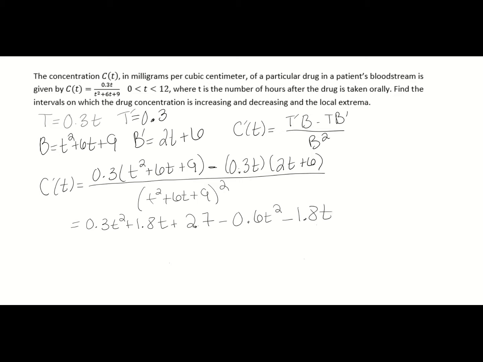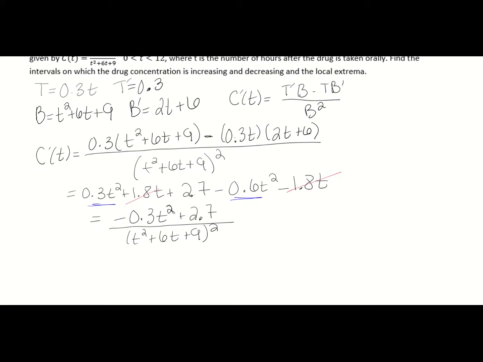And before I write the bottom, I'm just going to clean this up because I see some things cancel. I have a positive 1.8 and a negative 1.8. And I can combine this and this because they're like terms. So that's going to give me a negative 0.3t squared plus 2.7 all over t squared plus 6t plus 9 squared. Okay, so here's my derivative. Now I can notice actually that the bottom factors also.